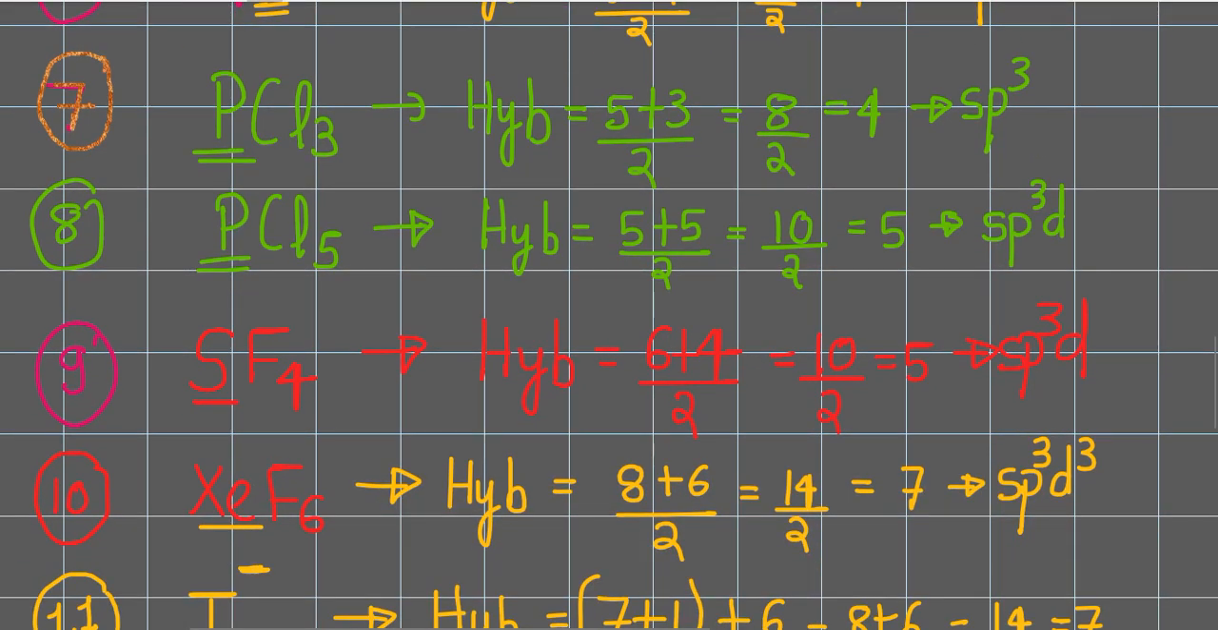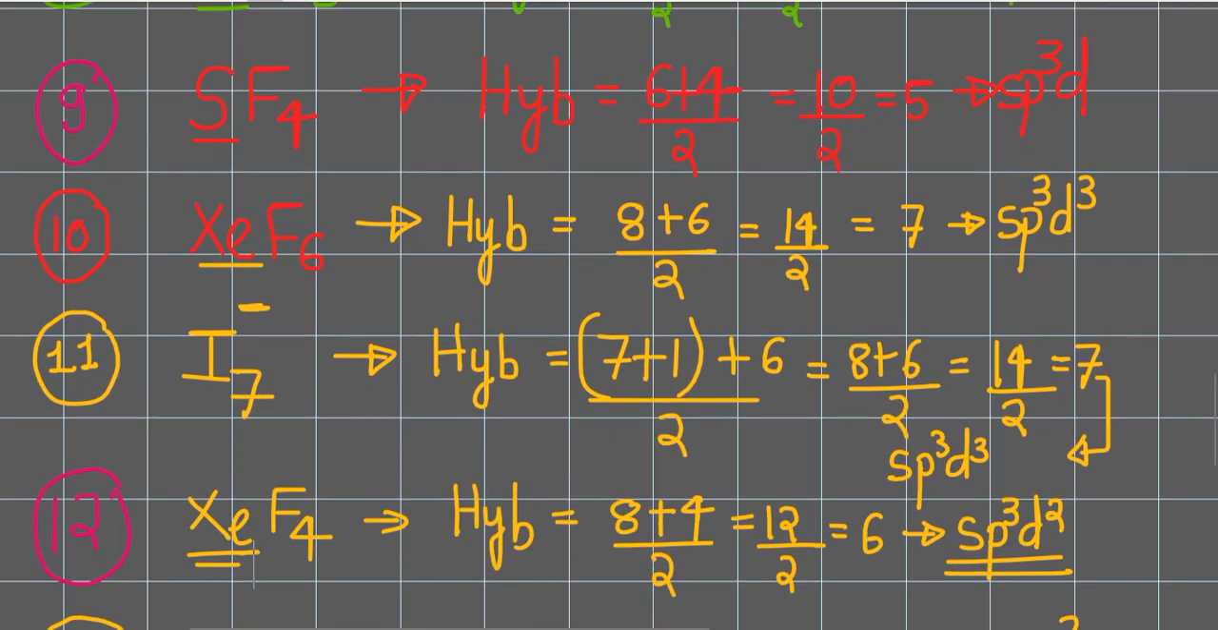Then XeF6, xenon. Actually, out of all the noble gases, xenon is known to form compounds. So xenon hexafluoride, XeF6. Xe is the central atom. For hybridization, the number of valence electrons in any noble gas is 8, an octet, except helium. So 8 plus 6, 14. 14 by 2, 7. 7 means 1 s, 3 p and 3 d orbitals.